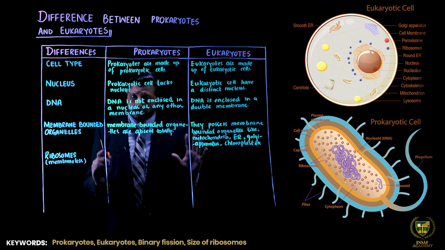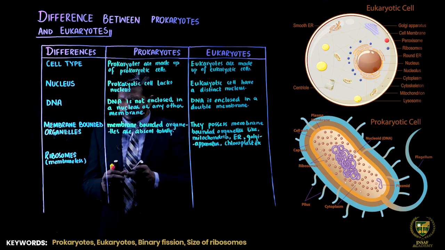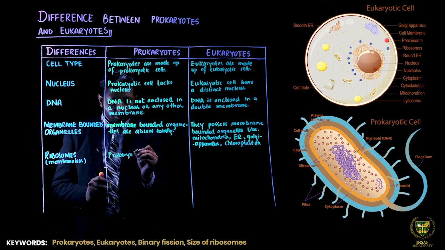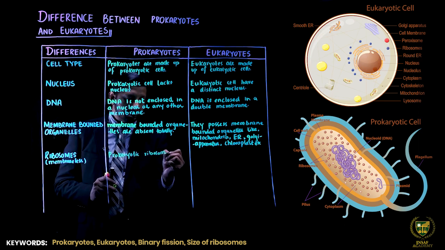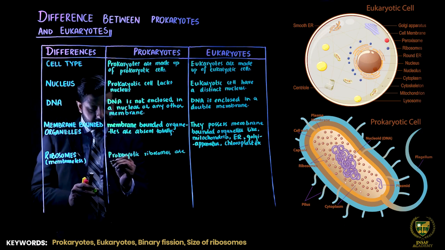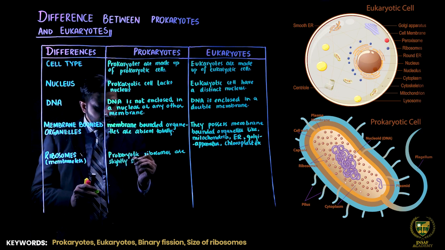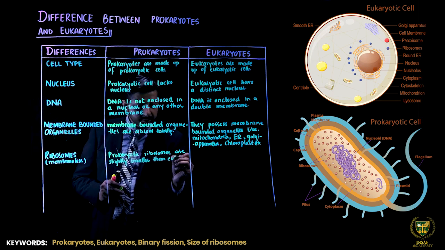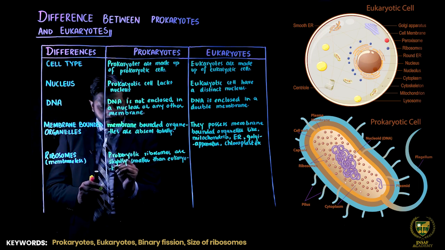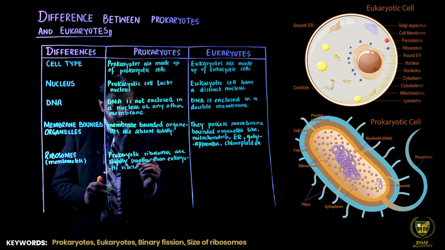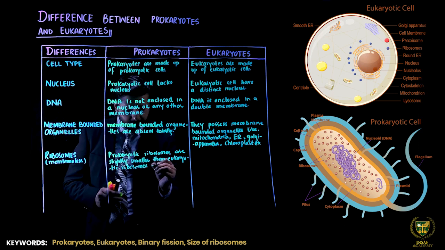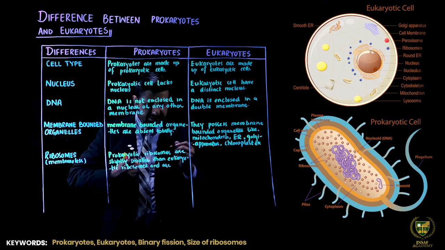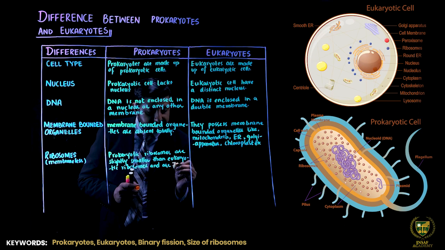But even though it is present in both, there is still a slight difference. The difference is the ribosomes: the prokaryotic ribosomes are slightly smaller than eukaryotic ribosomes and their size is, dear students, what is their size? They are 70S.